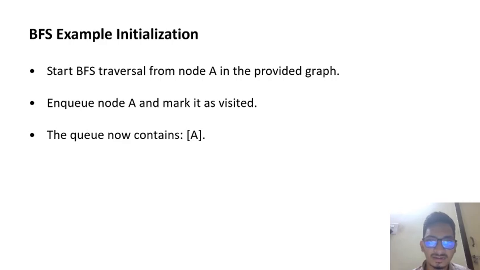BFS example initialization. Start BFS traversal from node A in the provided graph. Enqueue node A and mark it as visited. The queue now contains A.